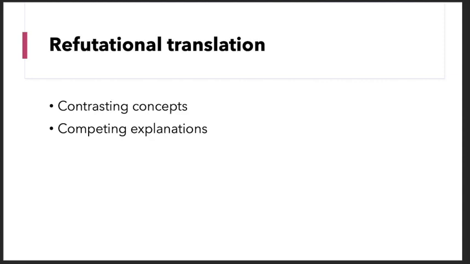Our second mode of synthesis would be refutational translation. This is in contrast, concepts in different studies contradicting one another. As Campbell says, when studies refute one another, it requires a more elaborate set of translations involving translations of both the ethnographic accounts and the refutations, examining the implied relationship between the competing explanations.